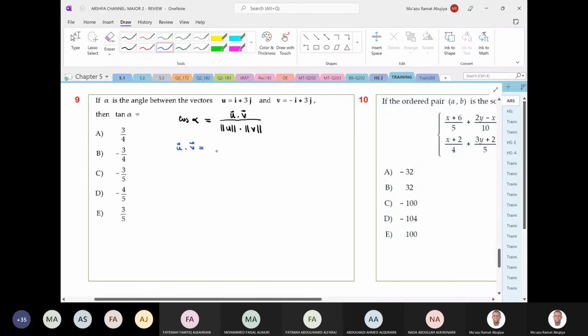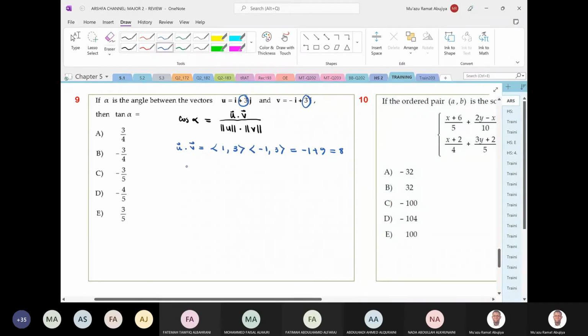What does it give us? We have vector u, that is going to be 1, comma 3, multiplied by the vector v, we have minus 1 and also comma 3. If we multiply them together, 1 multiplied by minus 1, we get minus 1, plus 3 multiplied by 3, and that is going to give us 9, which is going to be equal to 8. So the dot product here is equal to 8.